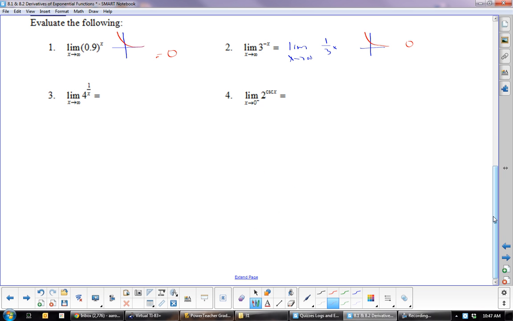Now, the limit of 4 to the 1 over x. Now, this one you want to think about. What happens if you put infinity into x? What does the exponent become? So this will approach 4 to the 0, which equals 1. And again, you can test your values by putting in numbers bigger and bigger and bigger.